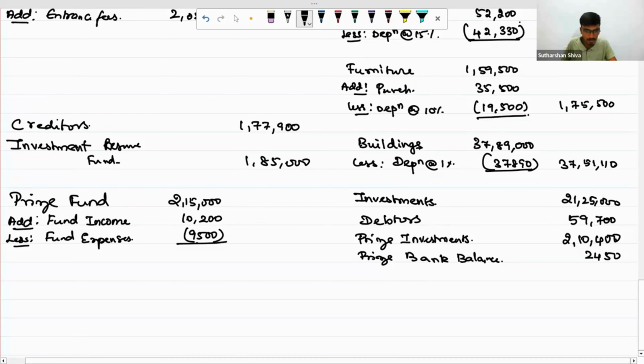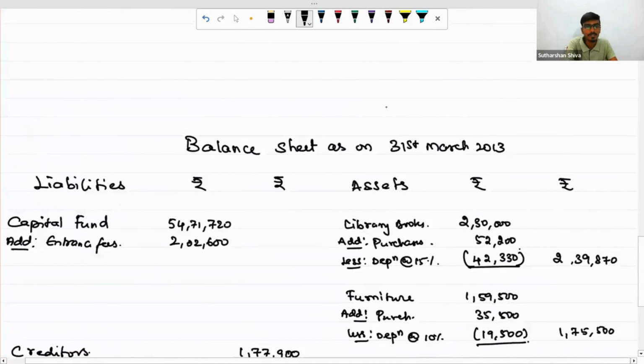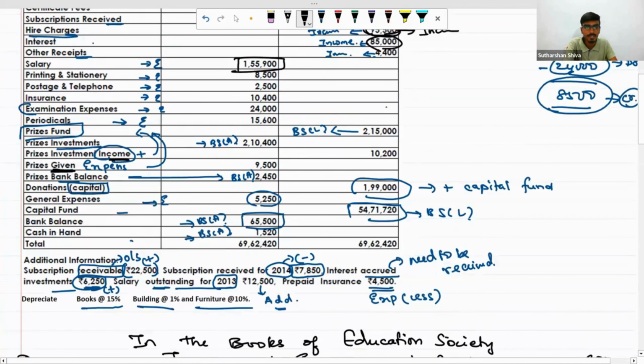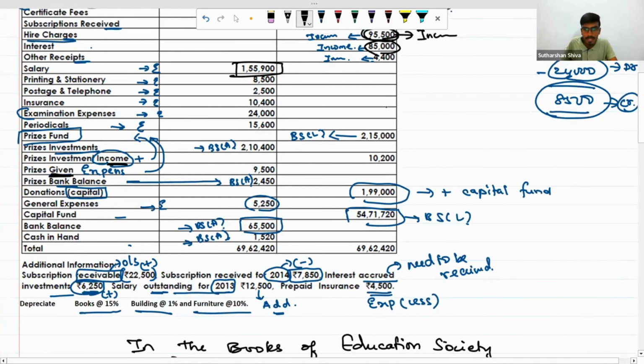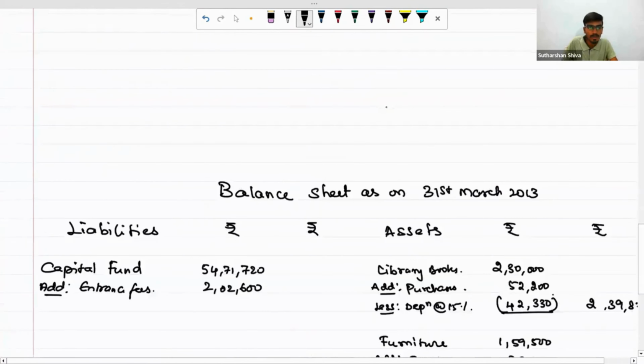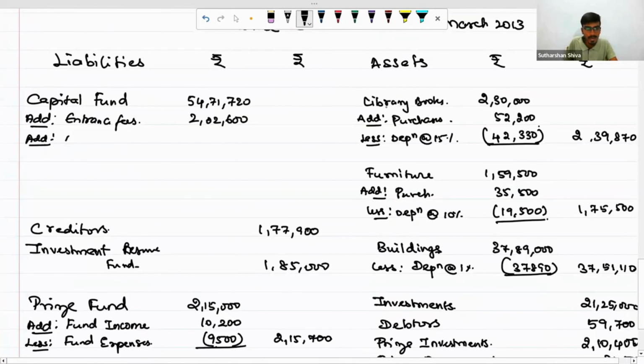2450 is the value. Now total this: 2,15,000 plus 10,200 minus 9,500. We are left with 2,15,700. Okay, next, donation to be capitalized 1,99,000. What are we going to do? Simply add donation 1,99,000.